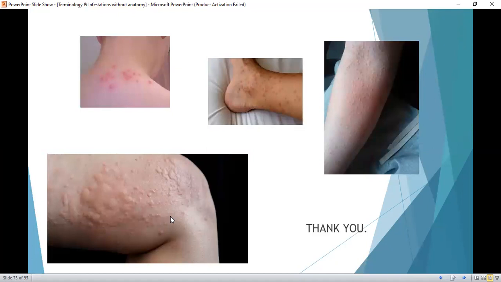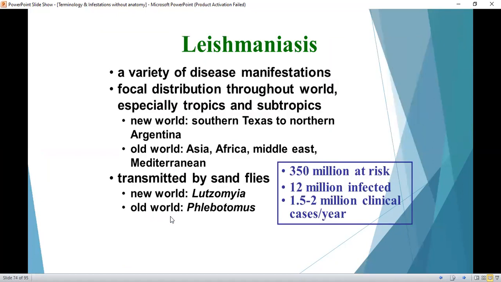This is a picture of papular urticaria. Then we come to the last part of the lecture today, which is the third type of infestation, not that common as scabies and lice.